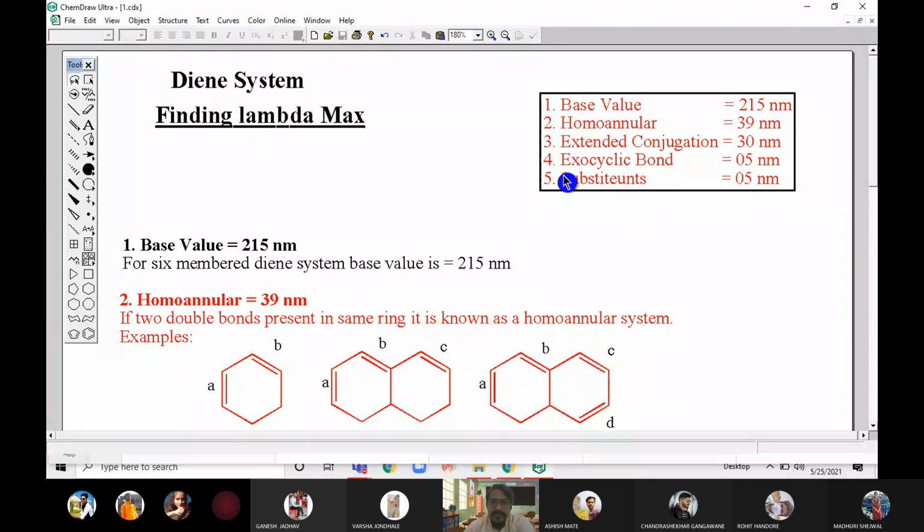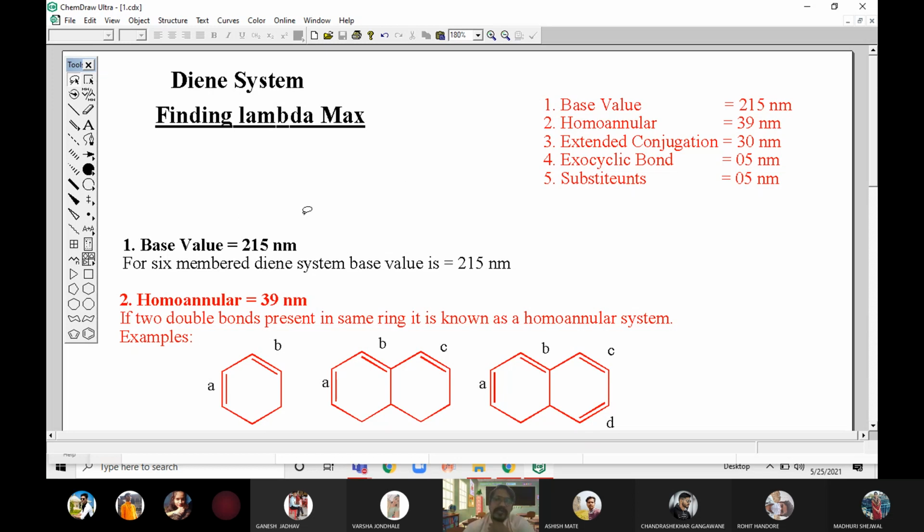For that purpose, here five types of systems we have to find in a given organic structure. First, the base value we have to find. Then homoannular, extended conjugation, exocyclic, and number of substituents. So these five points we are going to see one by one. First is base value.